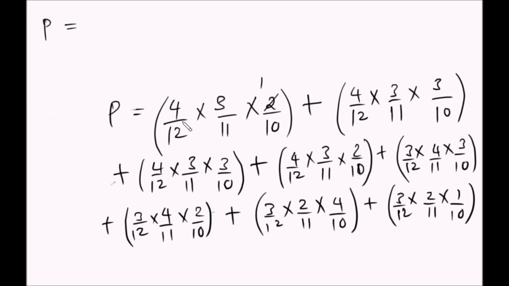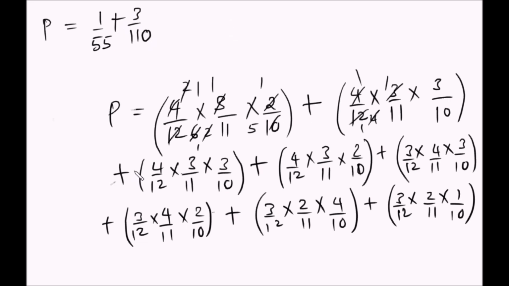By 2 ni 1, by 2 ni 6, by 3 ni 1, by 3 ni 2, by 2 ni 1, by 2 tena. Hii ni 1/55. Lakini hii ni ngapi? Hii hapa ni by 3 ni 1, by 3 ni 4, by 4 ni 1, by 4 ni 1. Hii ni 3/110. So plus.